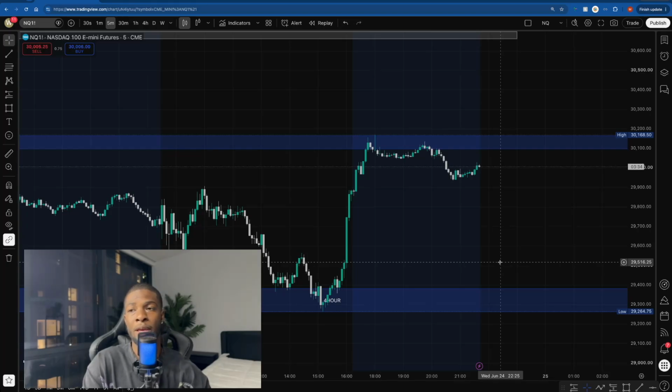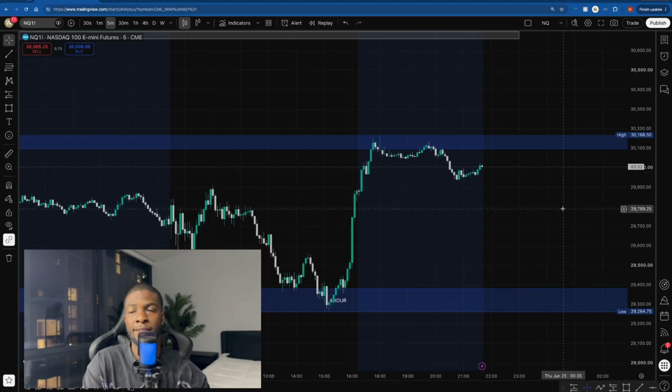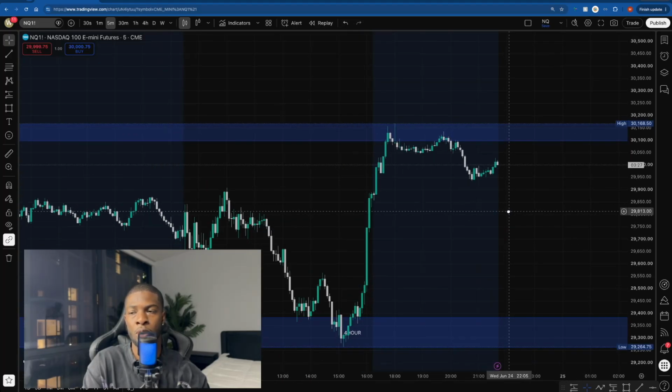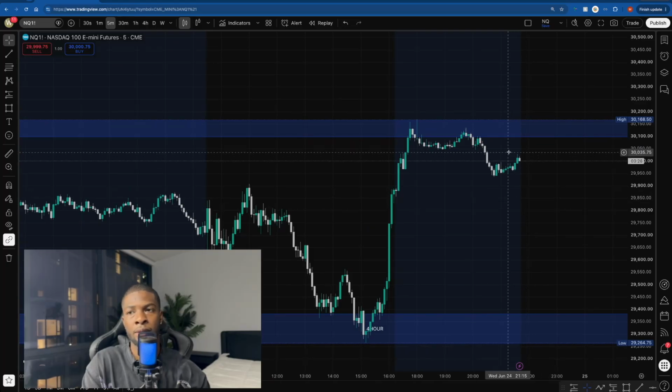Remember, you want to make sure that you are trading from a zone, not just in the middle of anywhere. You want to make sure you're trading from a zone, whether that is a 30-minute zone, a 1-hour zone, or a 4-hour zone. Make sure that you're trading from a zone for an A+ setup.